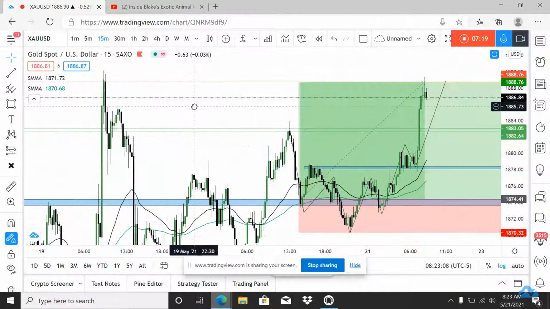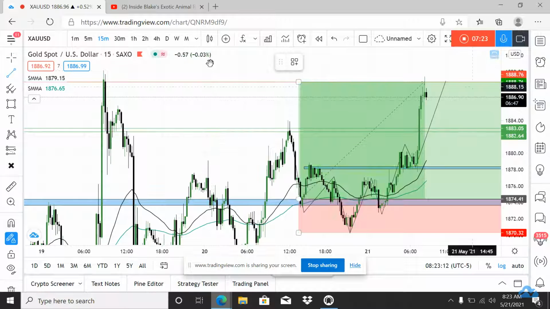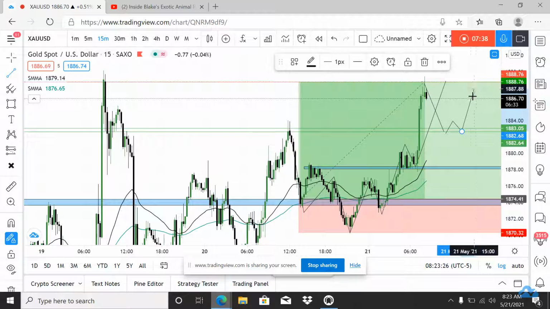So at this point, I'm expecting price to do what it did in the past, pull back. Where would it pull back to? More than likely this zone right here to retest these highs before it creates some type of price action play, and I look for a buy to take it back up here.